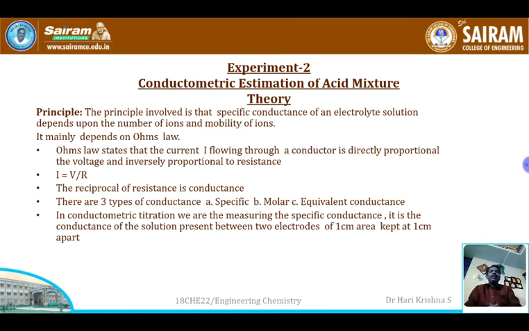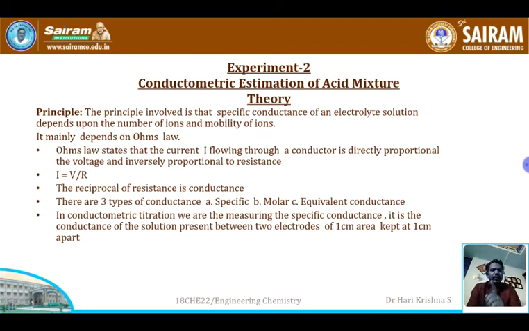discuss about conductometric estimation. So here we are going to measure specific conductance in this conductometric estimation. We have three types of conductance. There is molar conductance, specific conductance, equivalence conductance. What is specific conductance? So when we have a conductivity cell, in the conductivity cell, we have two platinized foils. So the two platinized foils are sealed and placed 1 centimeter apart, and the area of this is also 1 centimeter. So the conductance measured in between this is called as specific conductance.